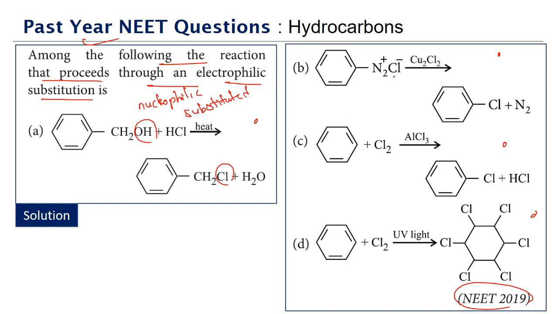Option B is the cleavage of the diazonium salt. This is C6H5N2Cl, the diazonium salt, and in the presence of Cu2Cl2, cuprous chloride, this diazonium salt undergoes cleavage to give C6H5Cl. So this is also not an electrophilic substitution. If you look at option C, benzene reacts with chlorine in the presence of anhydrous AlCl3.